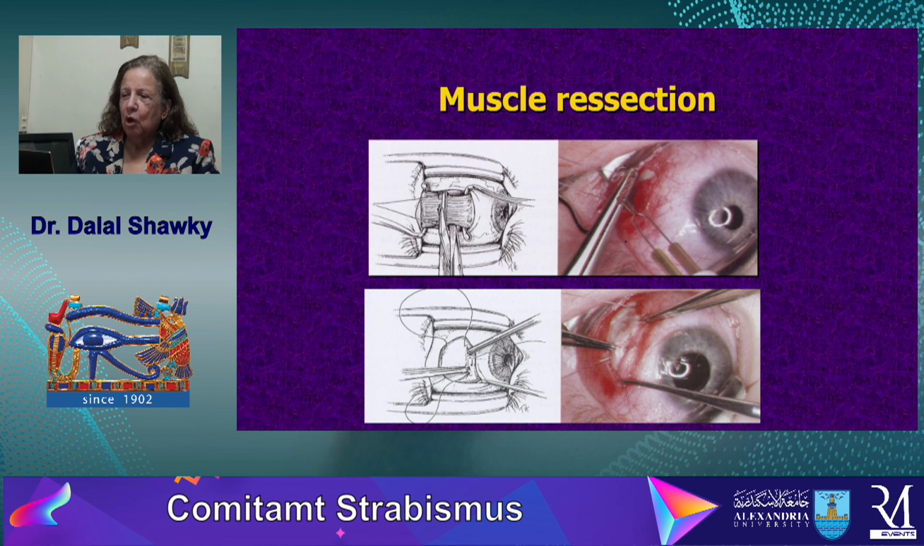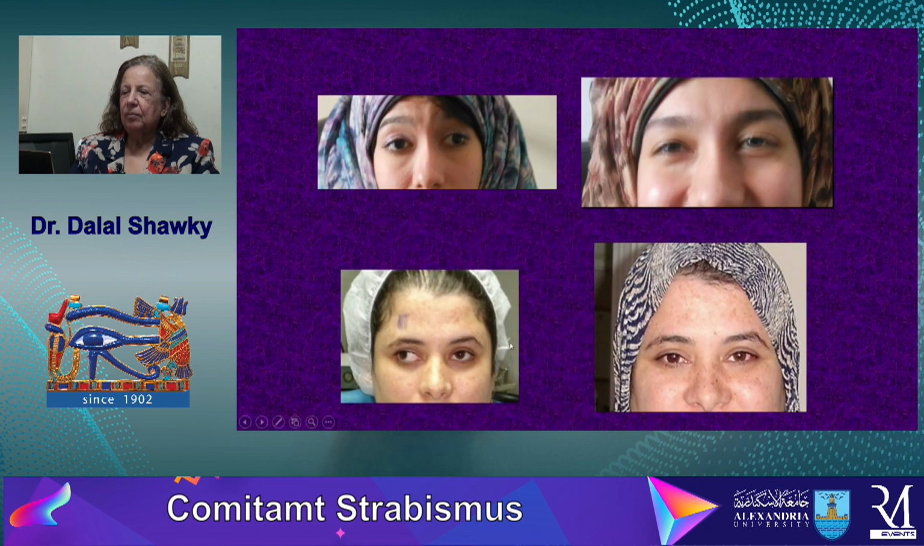In cases of exotropia, we strengthen the medial rectus. Here is an example of a case of exotropia in adult age, constant type, where we recessed the lateral rectus and resected the medial rectus, and this is the postoperative appearance, well corrected.